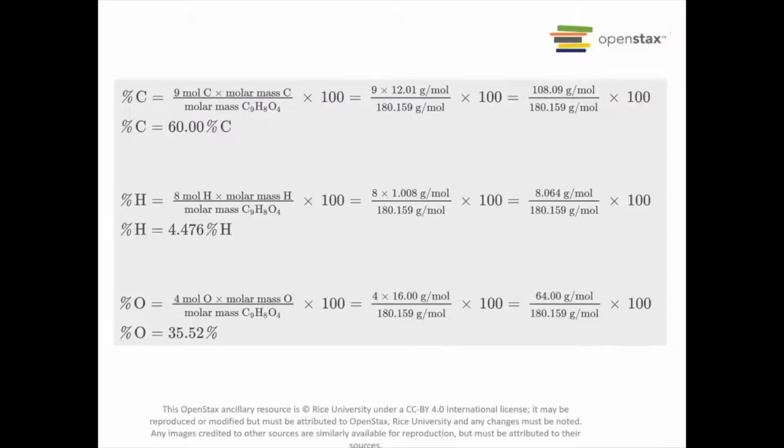So we have 9 carbons. We can say we have 9 moles of carbon in 1 mole of this aspirin. Remember, it's C9H8O4. So for every 1 molecule of this we have 9 atoms of carbon. And we can scale this up to moles. For every 1 mole of aspirin, there's 9 moles of carbon. So we have 9 moles of carbon times its molar mass divided by the molar mass of aspirin times 100 gives us our percent carbon. We have 9 times 12.01 divided by the total molar mass, 180.159 times 100. And we get 60% carbon.